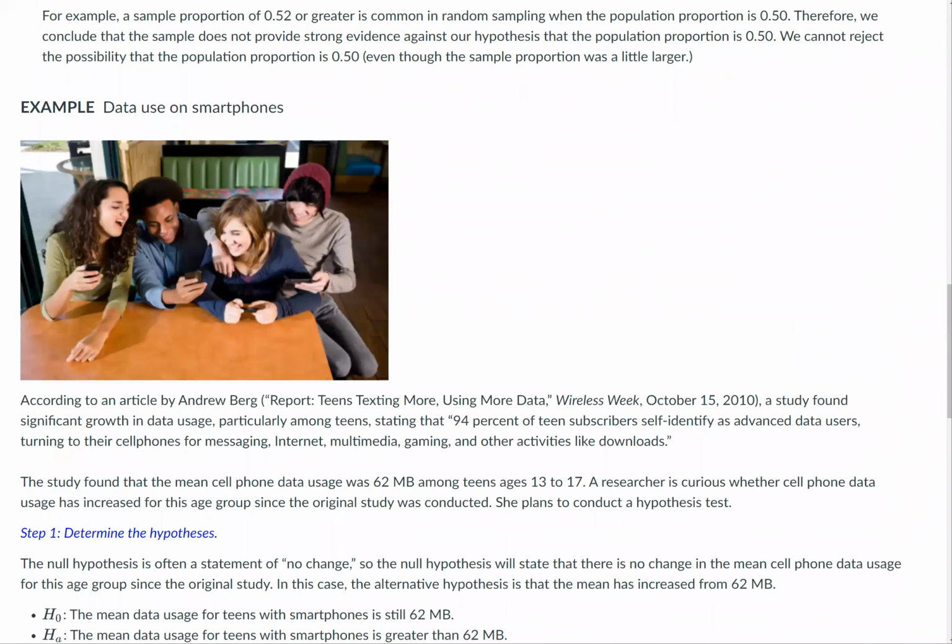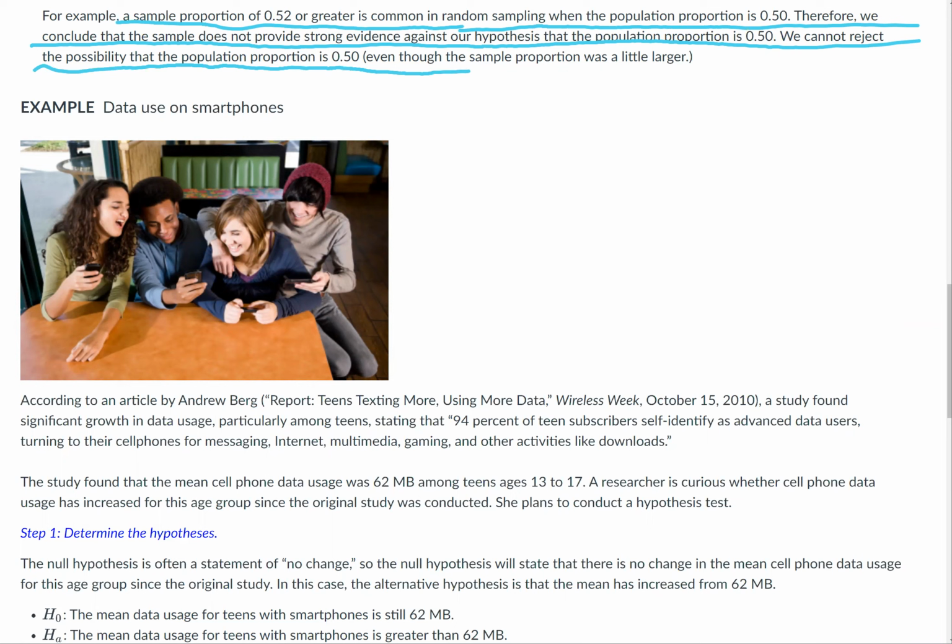Okay. So another example here, a sample proportion of 0.52 or greater is common in random sampling when the population proportion is 0.50, because 0.52 is fairly close, relatively speaking, to 0.50. Therefore, we can conclude that the sample does not provide strong evidence against our hypothesis that the population proportion is 0.50. We cannot reject the possibility that the population proportion is 0.50, even though the sample proportion was a little bit larger. That could be due to random chance.